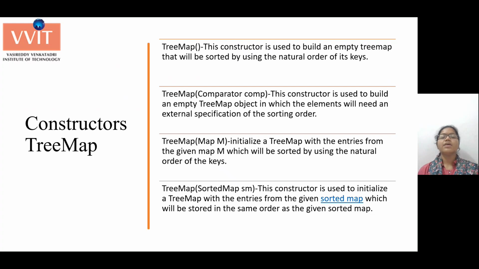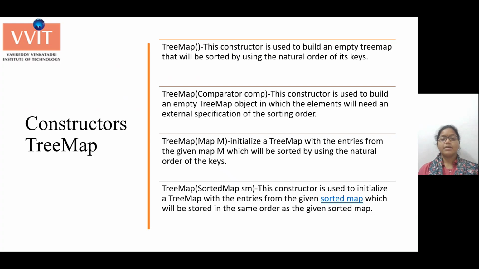If I want my own sorting order, the TreeMap provides only the default sorting order, that is the ascending order. But if I want my own sorting order, or ascending or descending order, then I can move on to this constructor, TreeMap(Comparator comp). It is used to create a TreeMap with our own sorting order.